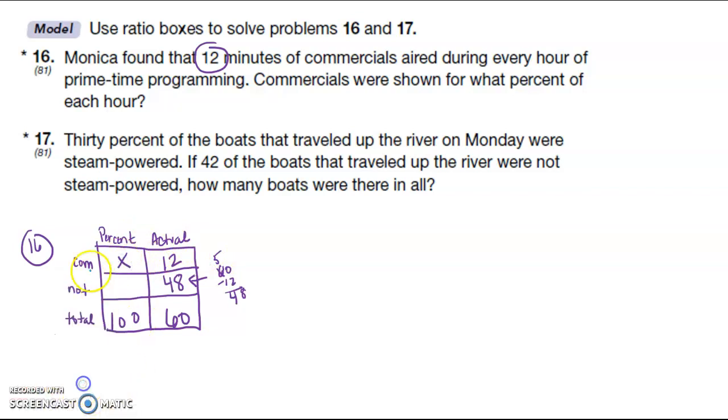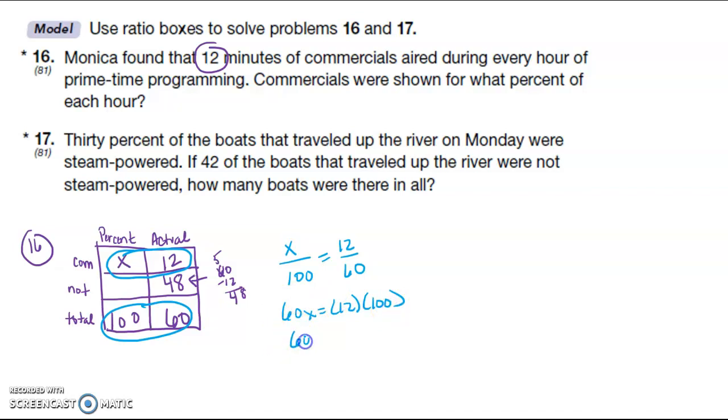Now I'm going to use this line and this line, so I really didn't need to figure out the not commercials. So I have x over 100 is equal to 12 over 60. I'm going to cross multiply, so 60x is equal to 12 times 100. 60x is equal to 1200. X is equal to 20%.